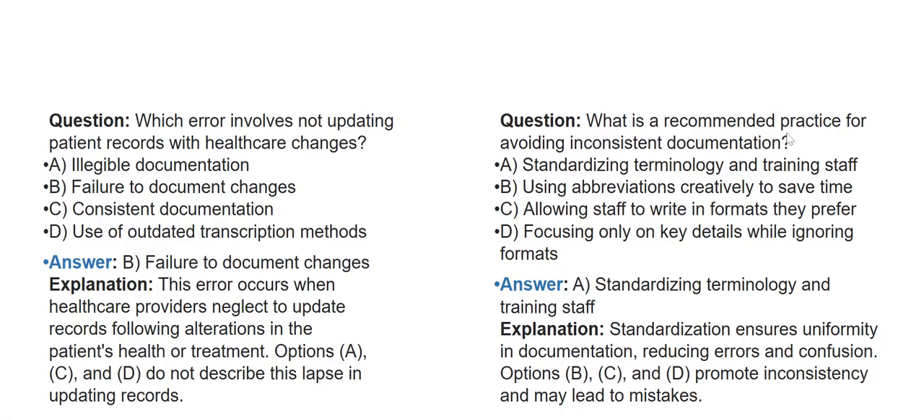Question 4. What is a recommended practice for avoiding inconsistent documentation? A. Standardizing terminology and training staff. B. Using abbreviations creatively to save time. C. Allowing staff to write in formats they prefer. Or D. Focusing only on key details while ignoring formats. The answer is A. Standardizing terminology and training staff, as standardization ensures uniformity in documentation, reducing errors and confusion.